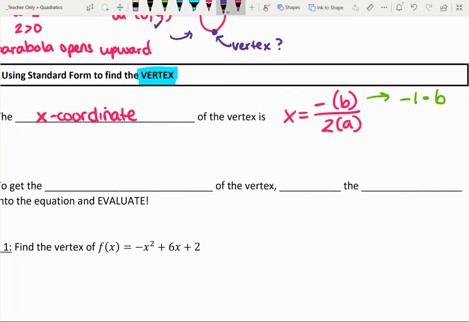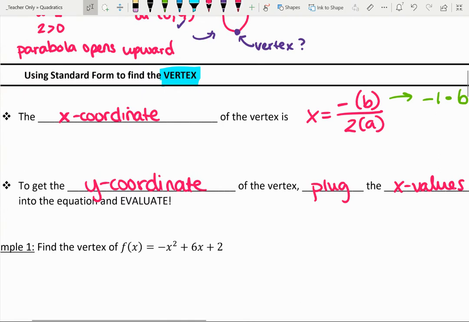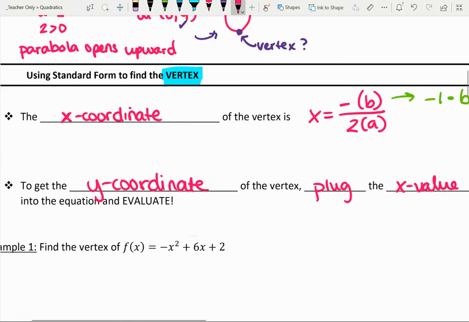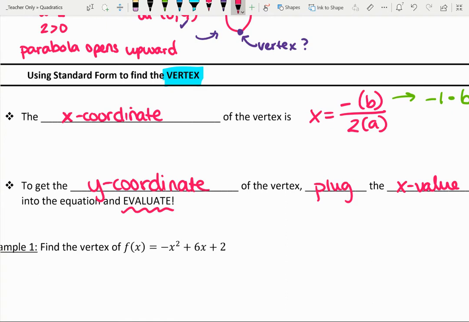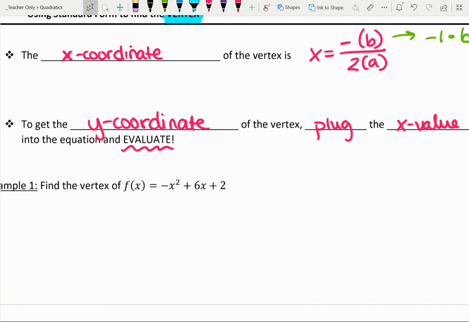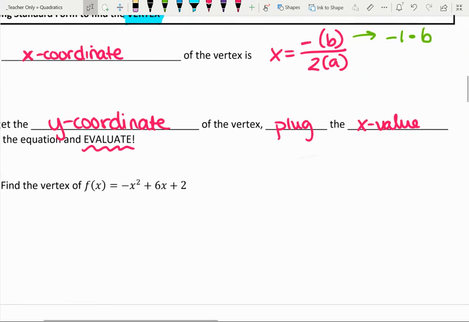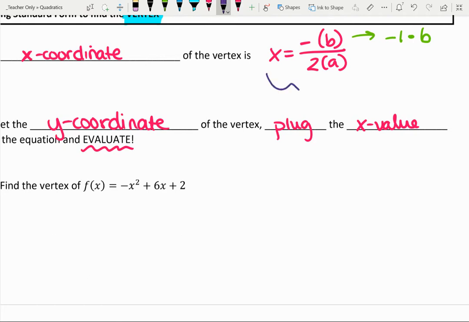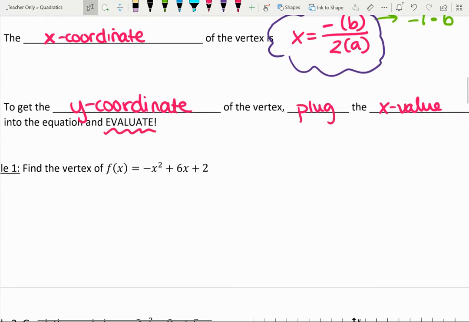But a vertex is a coordinate point. We need a y-coordinate. So for the y-coordinate of the vertex, we just plug our new x value into the equation, and then evaluate. We do the multiplication, use our calculator, add and subtract, order of operations, all that good stuff. This formula here, I'm going to put it in a little important cloud. We are going to be using that throughout the week. It's a pretty important one.